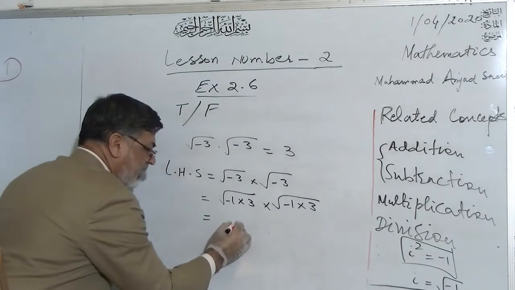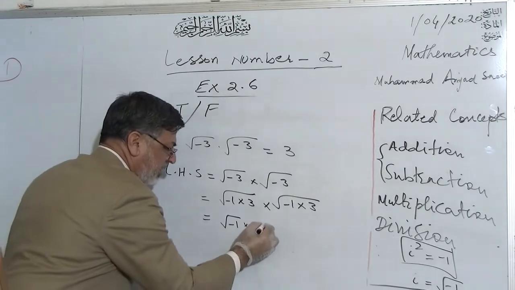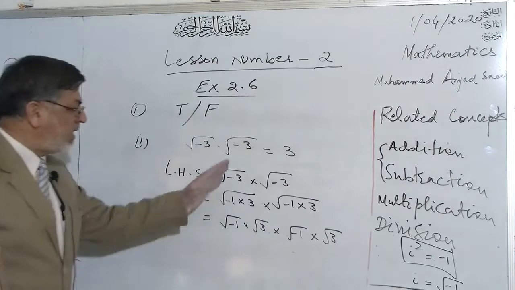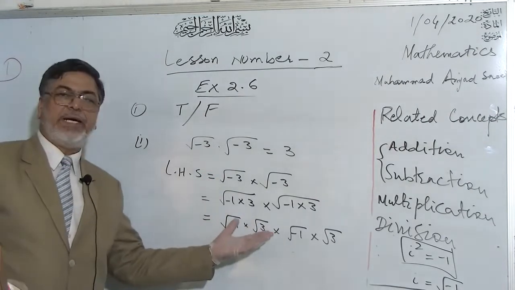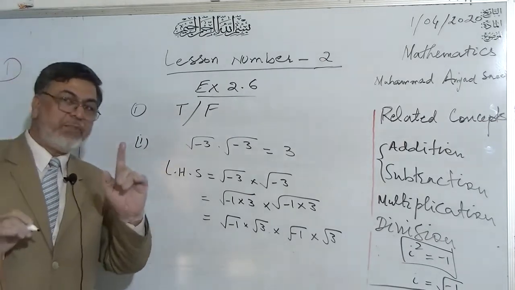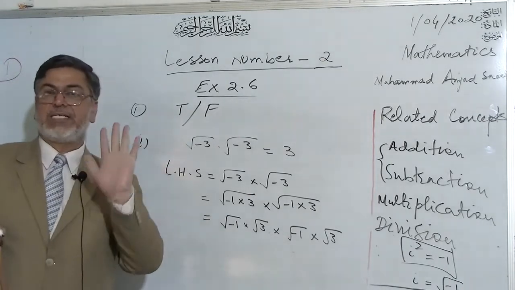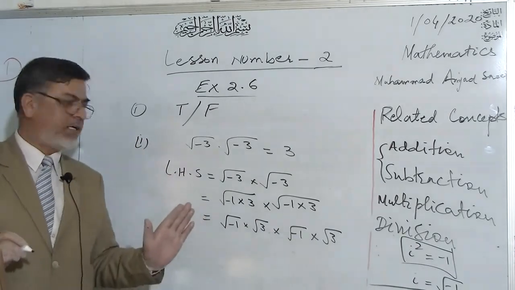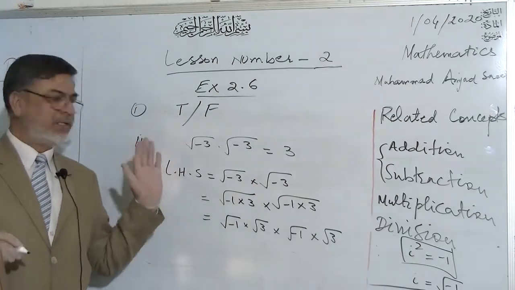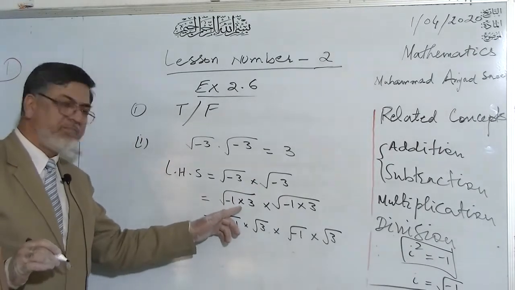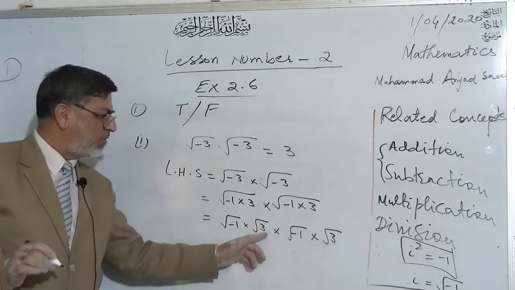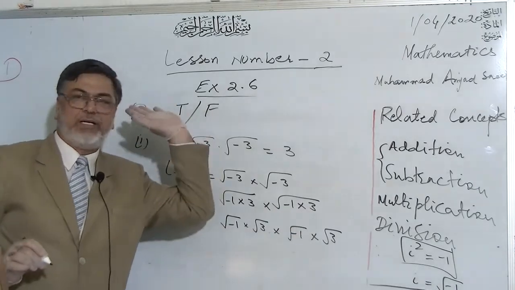Here you can write down -1 under root, separate. You know that in case of multiplication and division, the square root sign can be split up, can be combined even. Remember, it is not the case for addition and subtraction. In addition and subtraction, you cannot split up the square root sign. But in multiplication, you can split up the square root sign like that: -1 under root and 3 under root.